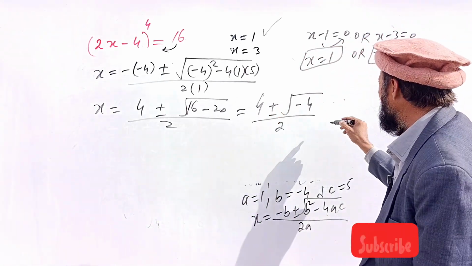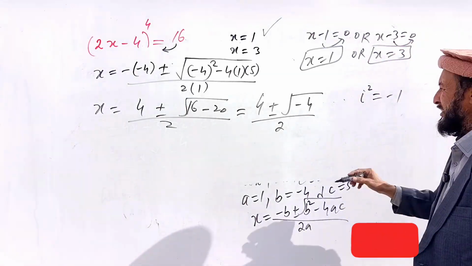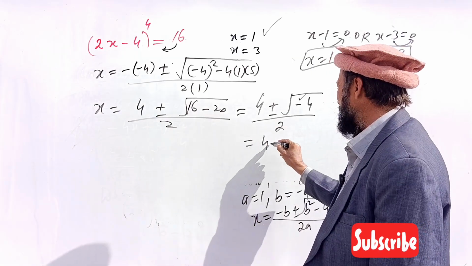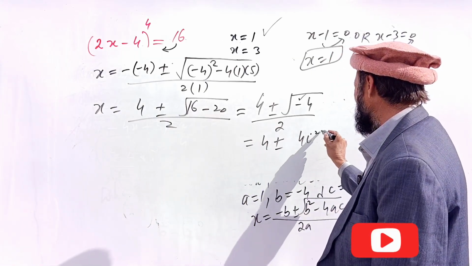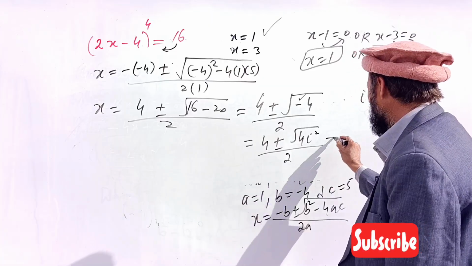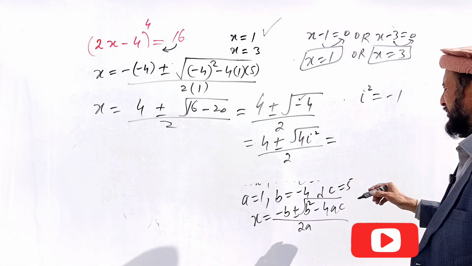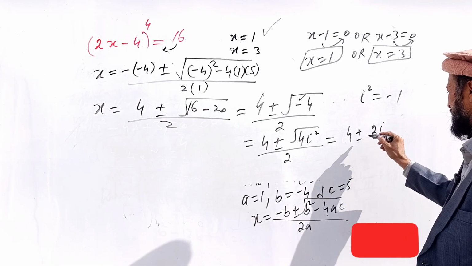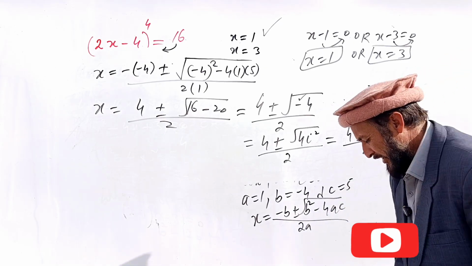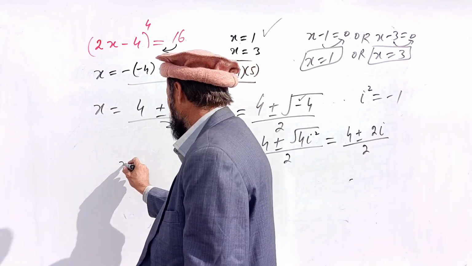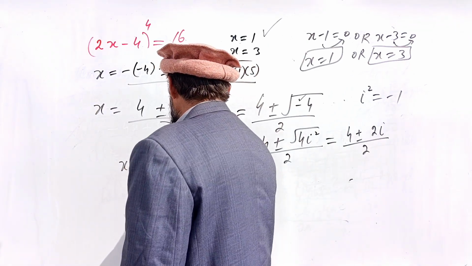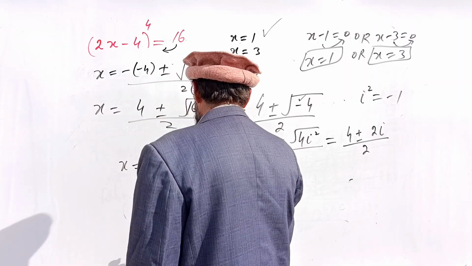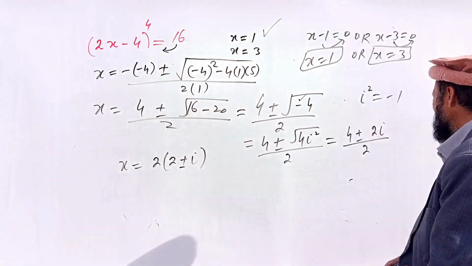As we know, iota square is equal to minus 1, so in place of minus we put iota square. So we get 4 plus minus square root of 4 iota square, divided by 2. The square root of 4 is 2, so the square root of 4 iota square is 2 iota, divided by 2. Now we take 2 common: x is equal to 2 into (2 plus minus iota), divided by 2.